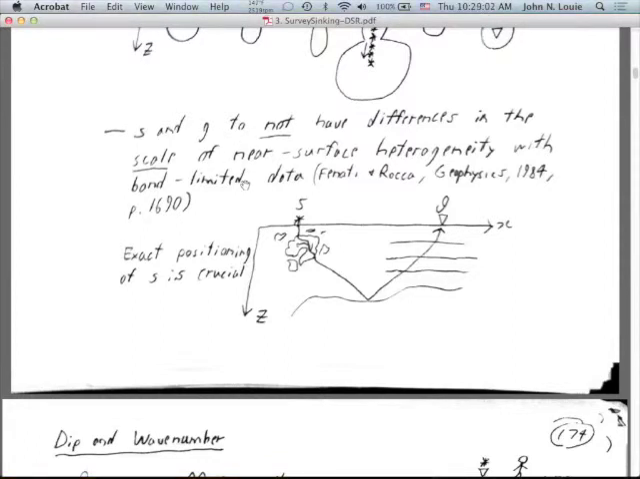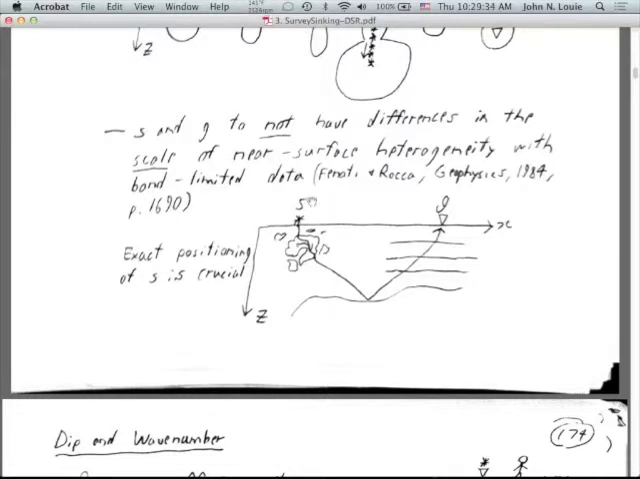Another thing, there's a paper by Finati and Rocca in Geophysics way back when, and they demonstrated a reciprocity failure that comes from differences in the scale, or you could also say fabric, of near surface heterogeneity with band limited data. And of course, especially vibrator data are band limited, by definition. So this is something to watch out for.